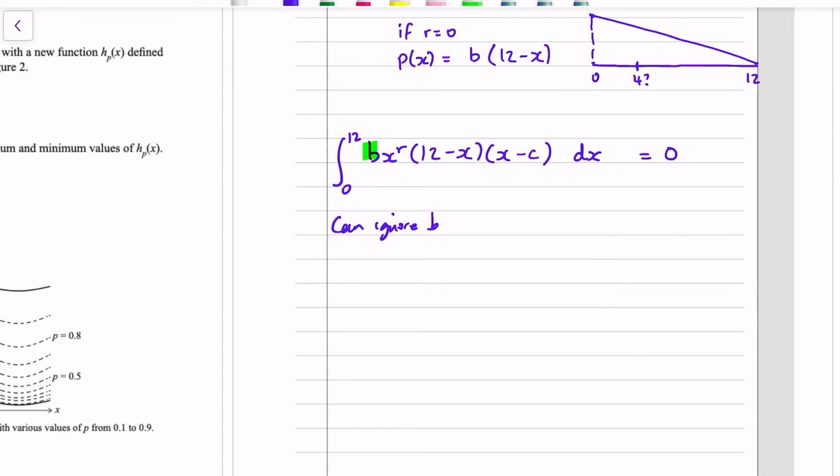And then we're integrating x to the r multiplied by 12x. So 12x to the r plus 1. Actually, let's be careful with this. Let's expand out this quadratic.